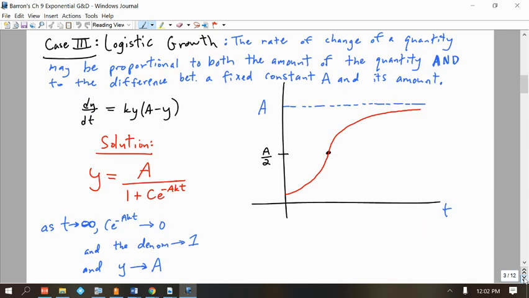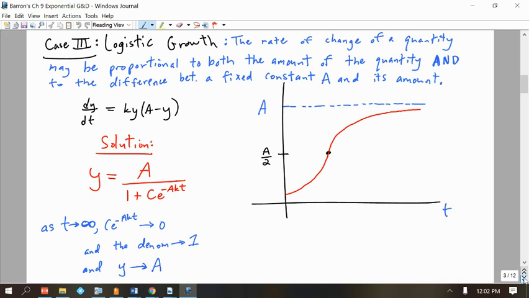Boom. Logistic growth. Logistic growth is both of them, case one and case two, because what's 1 plus 2? Case three! Logistic growth is the rate of change of a quantity, so dy/dt, or dy/dx, or y prime, or f prime, right? The rate of change of a quantity may be proportional to both the amount of the quantity present and the difference between the fixed constant and its amount.